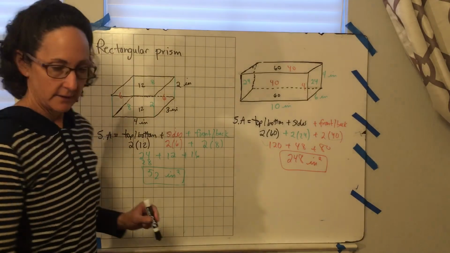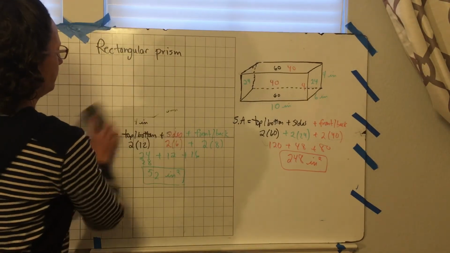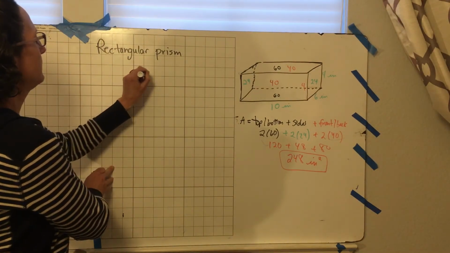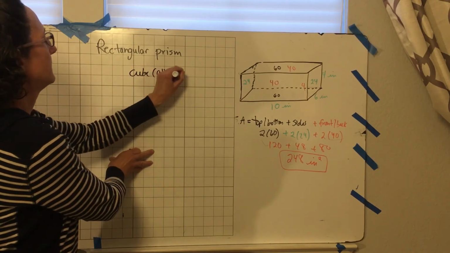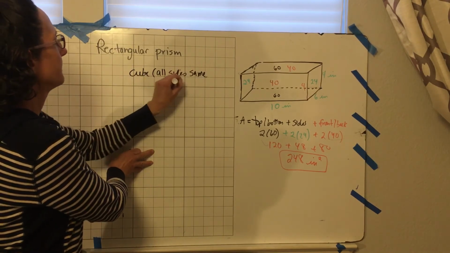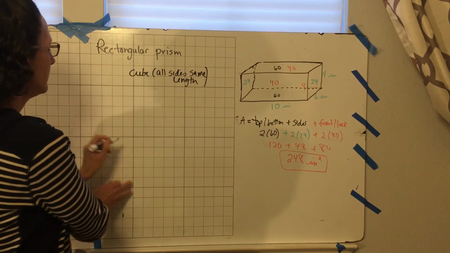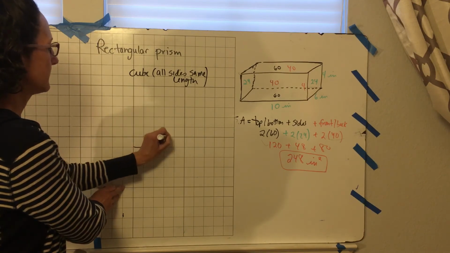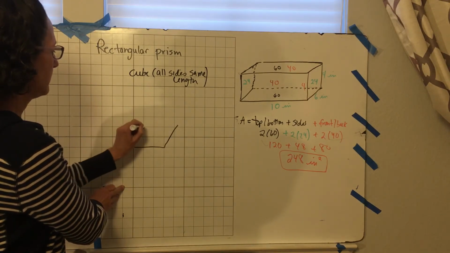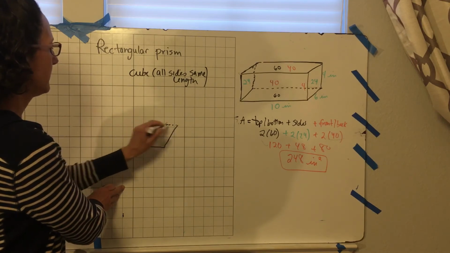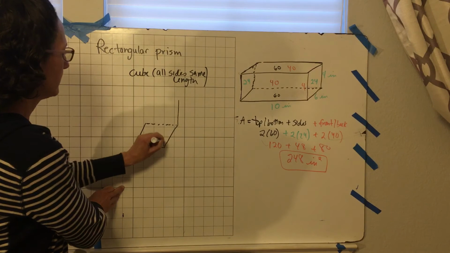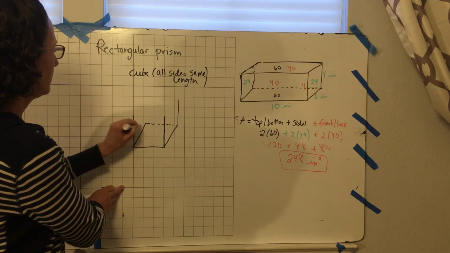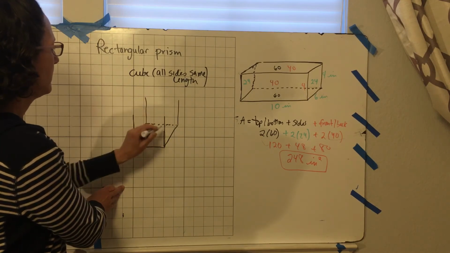So when you draw a cube, if I tell you it's a cube, that means that every side's the same. So a cube has all sides the same length. When you draw a cube, let's say I went over 3, then I'd have to guess 3. I'm just guessing that that's 3. And then you'd want to go up the same amount: 1, 2, 3. And then you'd connect.